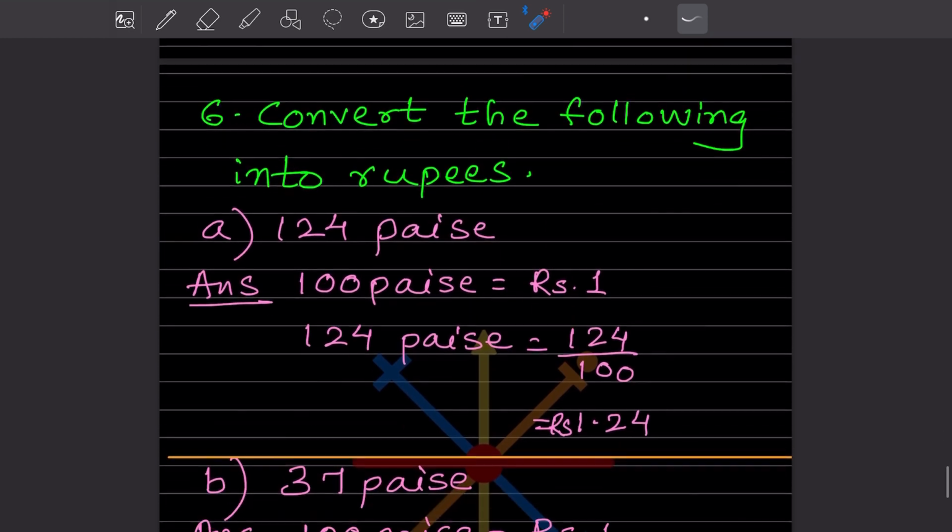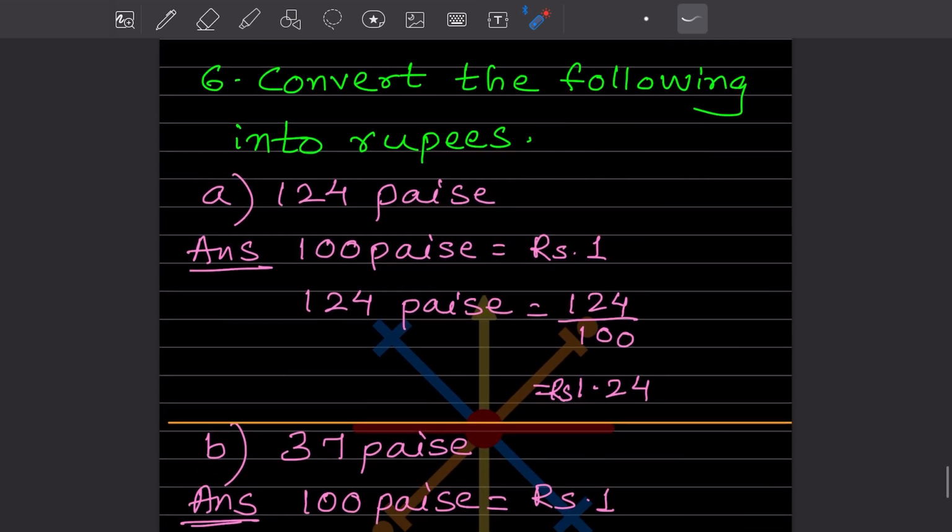Now convert the following into rupees. This also we have done in the exercise, so it is very easy. So this is paise and you have to make it into rupees. What you know is 100 paise means 1 rupee. So for 124 paise, below this paise should be paise.